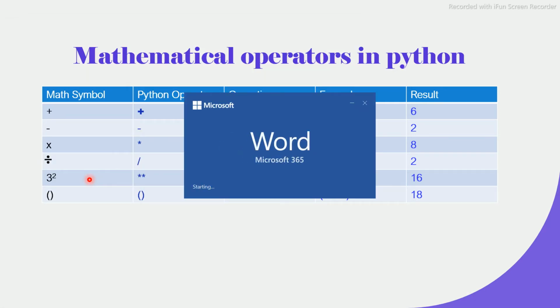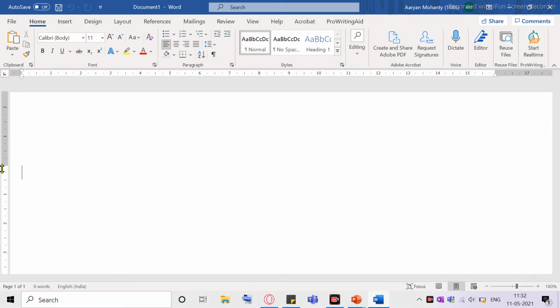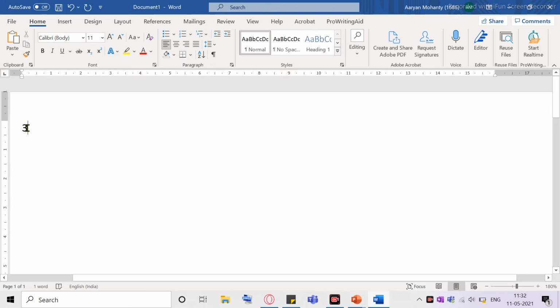So okay, one second, it'll just start up. Suppose here I've got a number 3. Now how do we get an exponential form? In this font area here, you just type this and add a 2. So this is how you get 3 to the power of 2, or 3 squared.